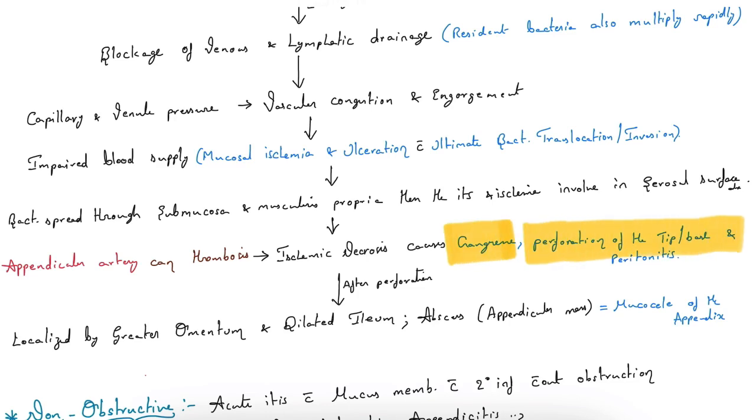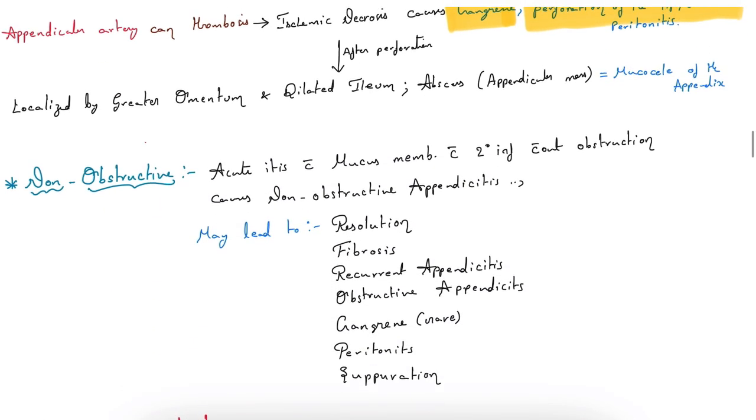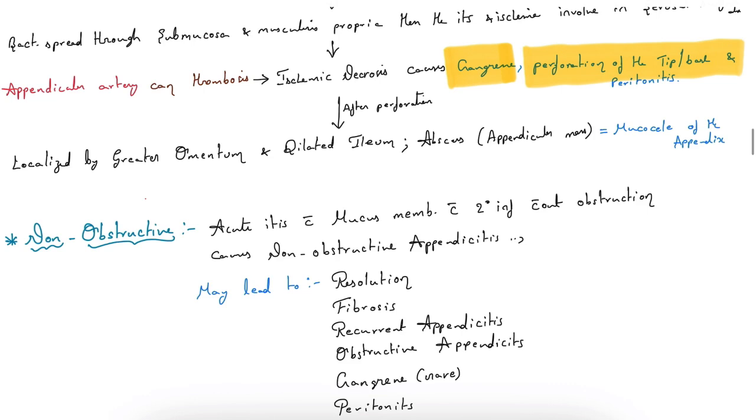of the tip and base, and peritonitis. After perforation, it is localized by the greater omentum, and we can see dilated ileum, abscess, appendicular mass, and mucocele of the appendix. So these are the things happening in obstructive appendicitis.